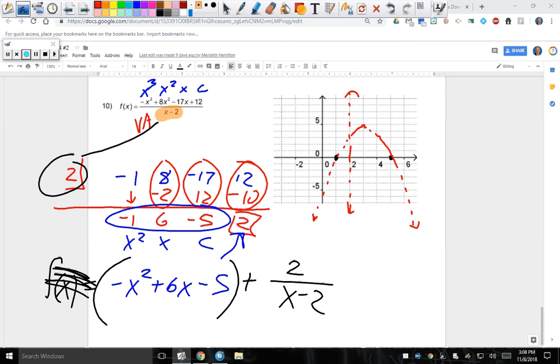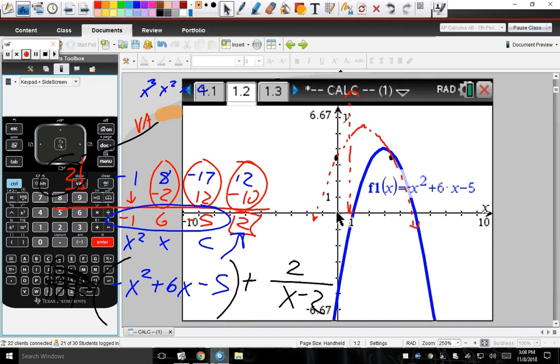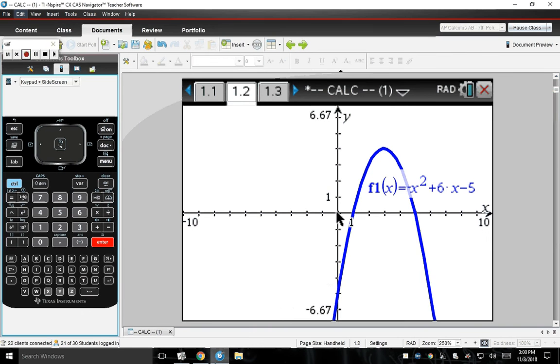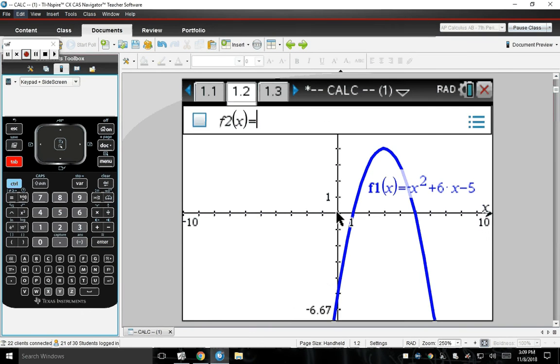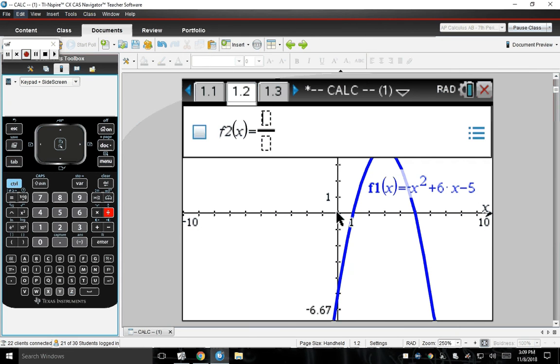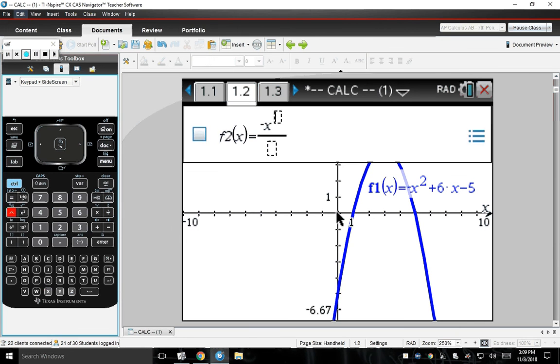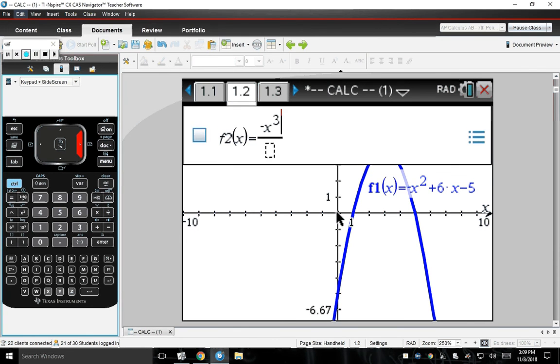Okay? Now let's look at the graph. If you guys can tell me the original equation, I will show you what it looks like over here on the graph, okay? So, what is the original equation? Hold on. Alright, go ahead. Okay? Minus x cubed plus 8x squared, minus 17x plus 12, over x minus 2.